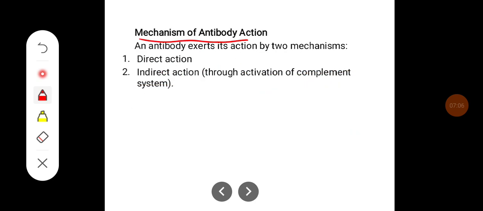Mechanism of antibody action. The antibody exerts its action by two mechanisms, direct and indirect. Indirect action is mainly by activation of the complement system.